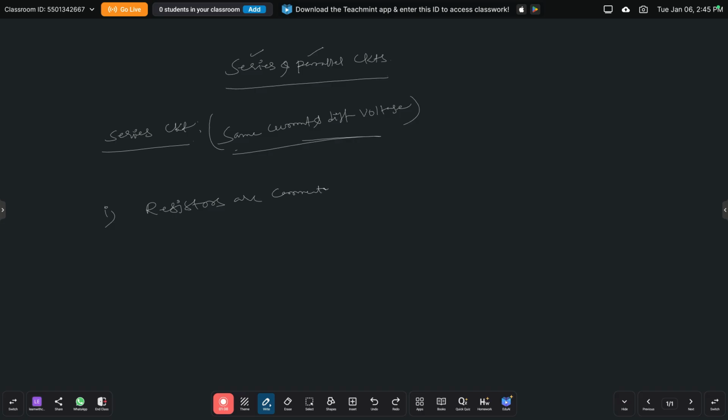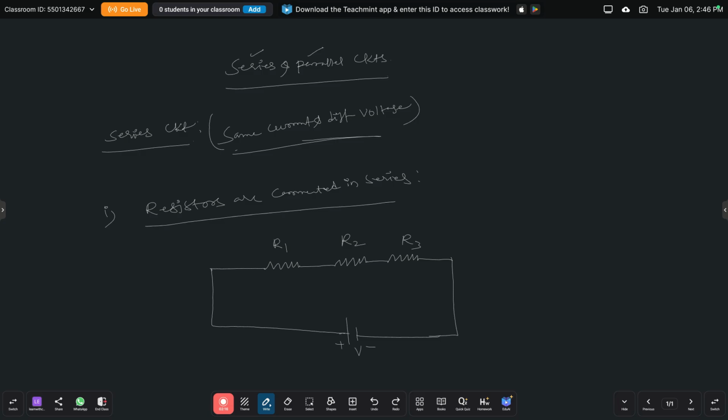Resistors connected in series. See here, let us consider any three resistors. Suppose this is resistor 1, this is resistor 2 and this is resistor 3. All these three resistors are connected in series: R1, R2, R3. The combination of these three resistors is connected across a voltage source V, with positive and negative terminals.